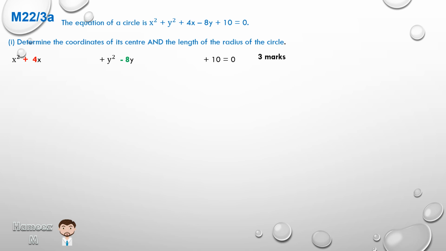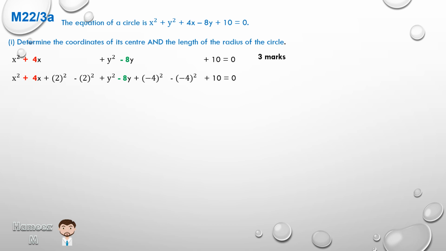So x squared plus 4x can be rewritten as x squared plus 4x plus half of 4, which is plus 2 squared, minus 2 squared. If we're adding and subtracting the same thing, we're not changing the actual value because it's 0. Plus y squared minus 8y plus, what's half of minus 8? Minus 4 squared, minus minus 4 squared, plus 10 is equal to 0.